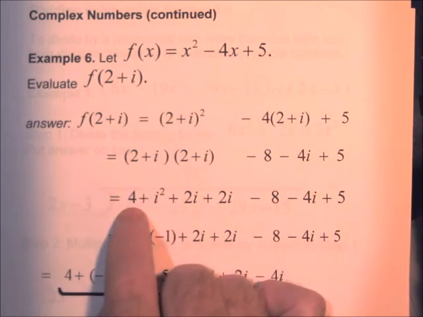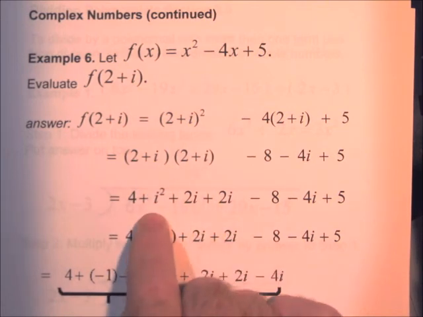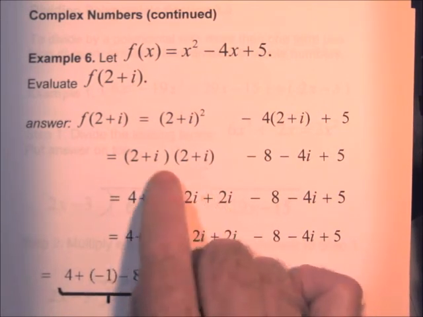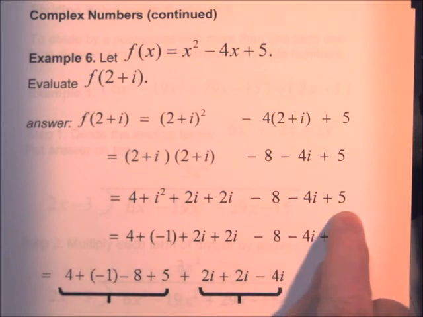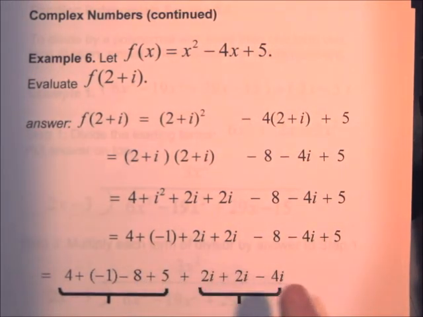Expand this with the FOIL method. 2 times 2 is 4. Last times last, i times i is i squared. Outer, 2 times i. Inner is 2 times i. I just copied these down. i squared is negative 1.